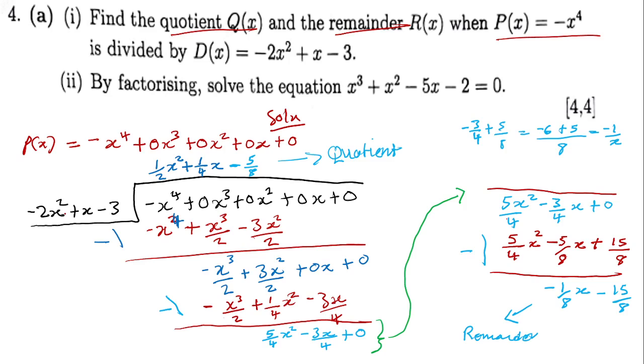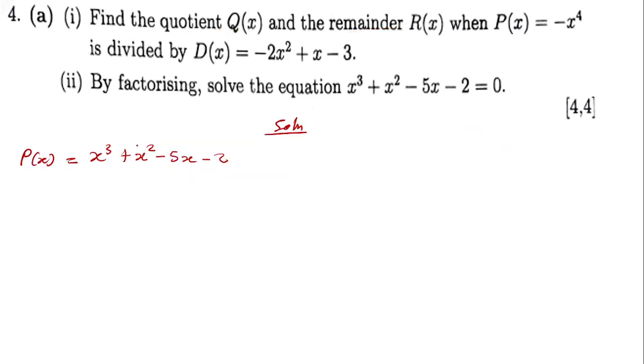Let me quickly go to the last question. So the last question, I can write it as P of x is equal to x cubed plus x squared minus 5x minus 2. So if you remember very well, I explained that once you know how to factorize a polynomial, then you are capable of doing almost everything that has to do with the polynomial. So here you need to look for the zero roots.